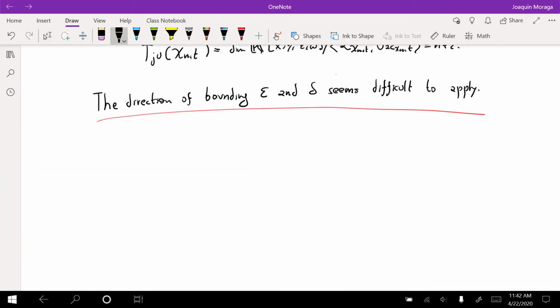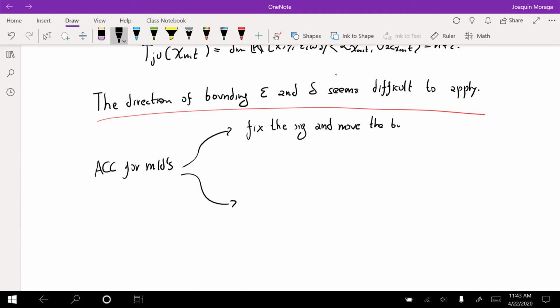So let me explain like this. When one tackles ACC for MLDs, essentially there are two possible things that people have been doing in the past. One thing is fix the singularity and move the boundary. There is a lot of work in this direction by, I think, Kawakita, Mircha, Nakamura, and there are more people that I'm forgetting. Essentially, you try to understand the minimal log discrepancy of a singularity by fixing the singularity and moving the boundary, and this is already a hard problem.